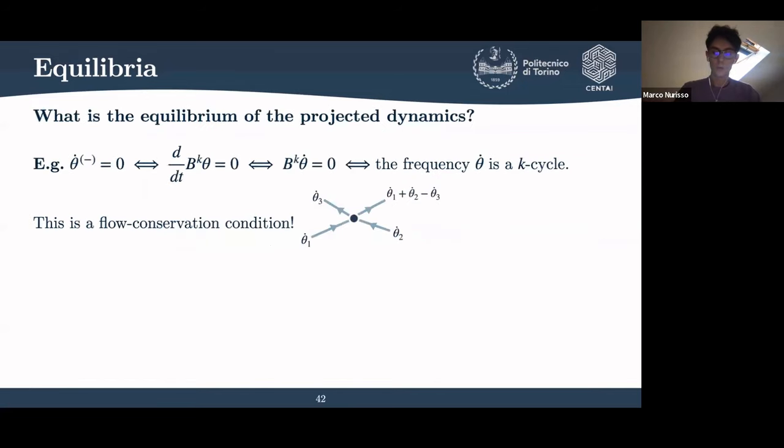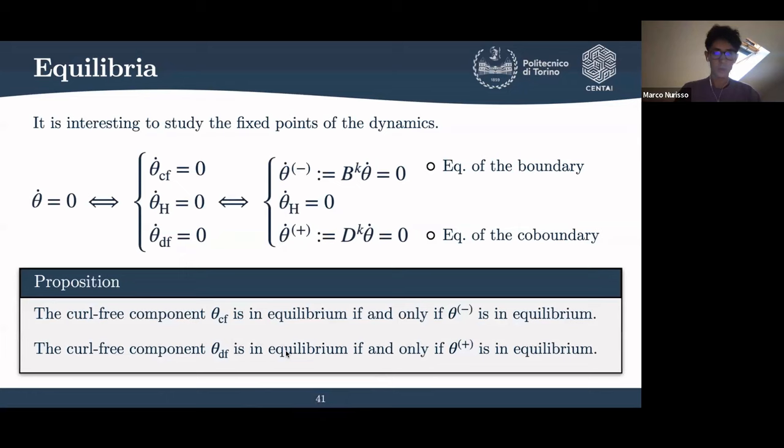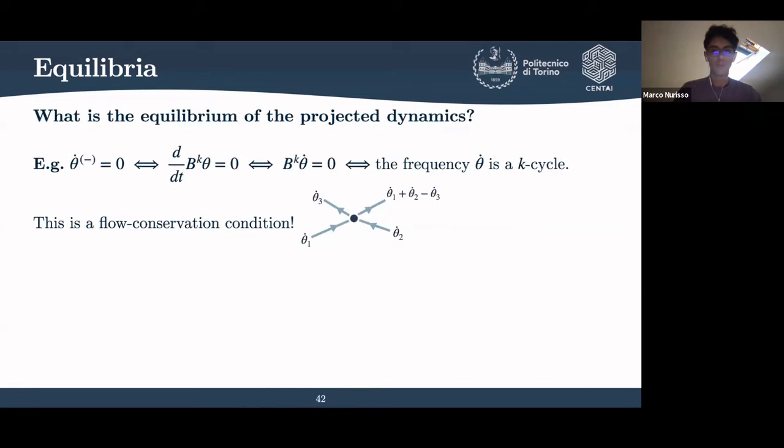So we can study these equations, but first of all, we can ask, what do they mean? What does it mean to have, for example, a curl-free component which is in equilibrium? Well, we can see very simply that a curl-free component in equilibrium is akin to a flow conservation condition. What does it mean? You can write down theta dot, the derivative of theta minus in time, equal to 0. You're asking for the fixed point. And by applying the linearity of the derivative, you can see that this is equivalent to saying that the frequency, so theta dot, the derivative of the phases in each simplex, is a k-dimensional cycle.